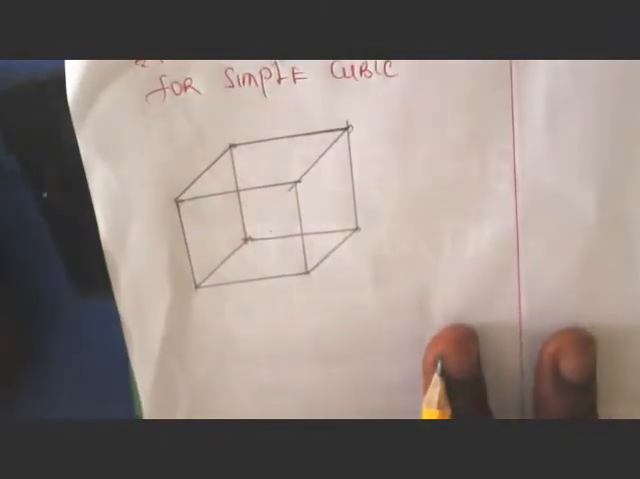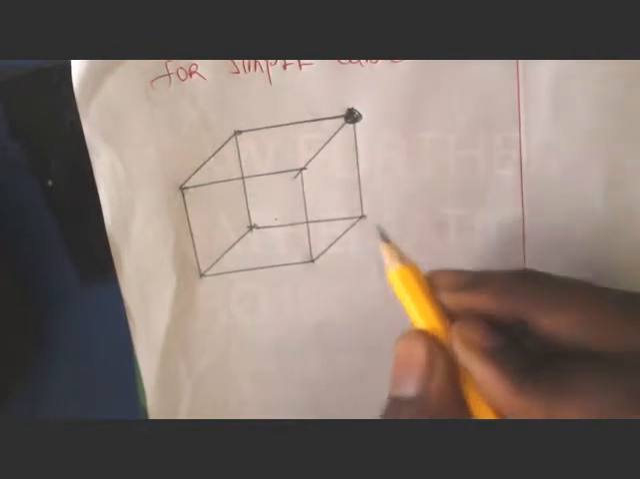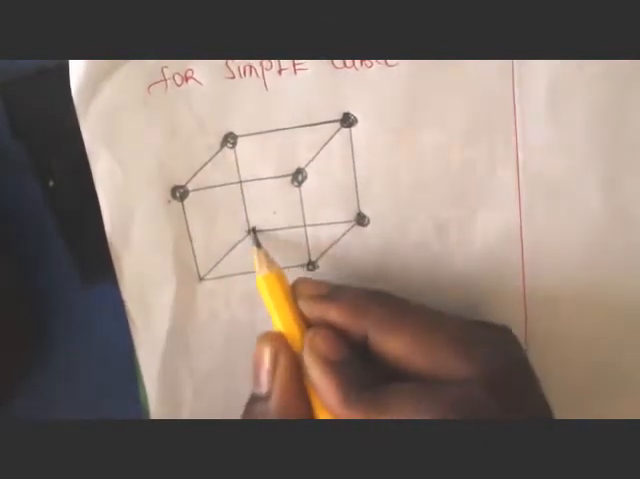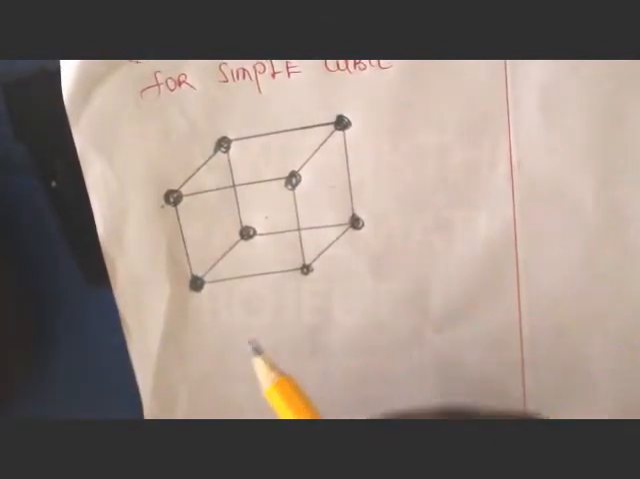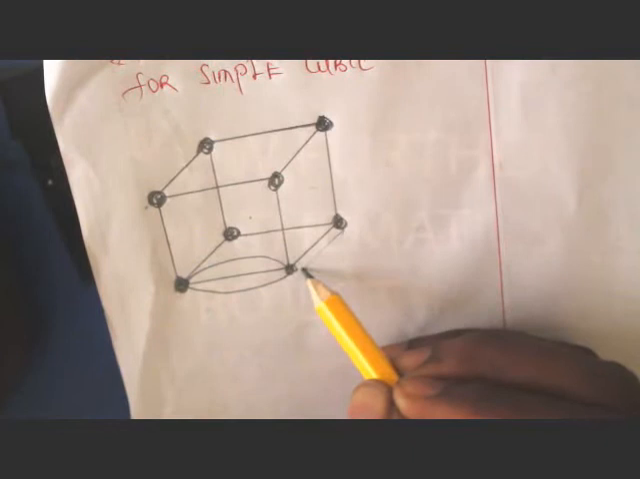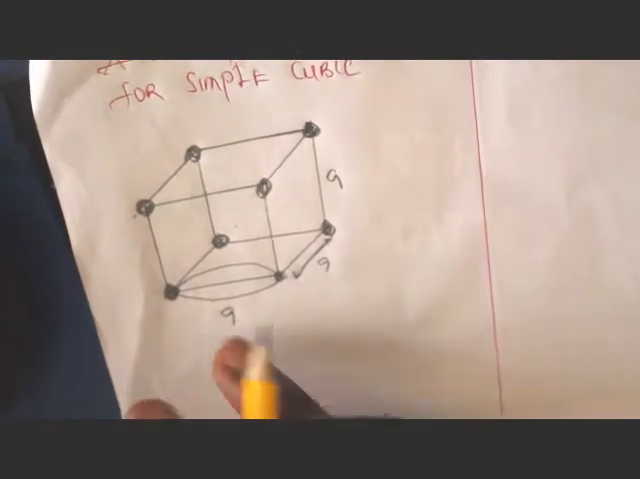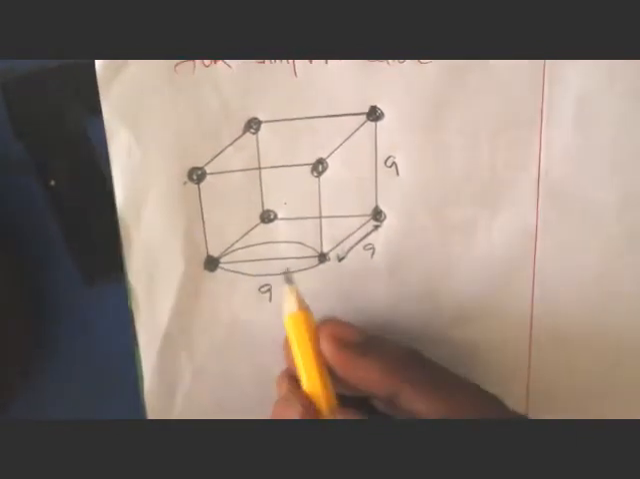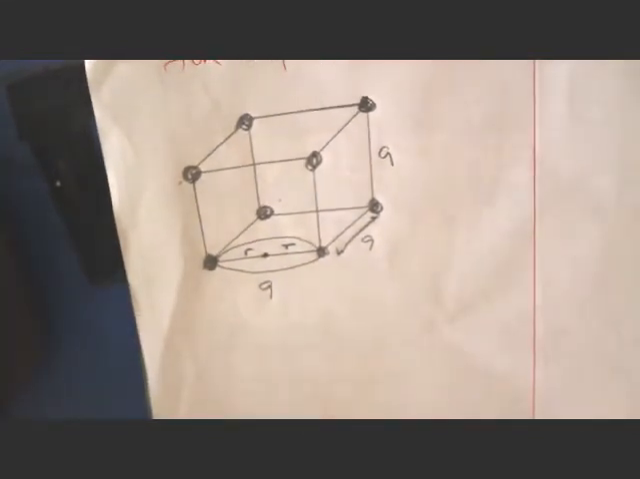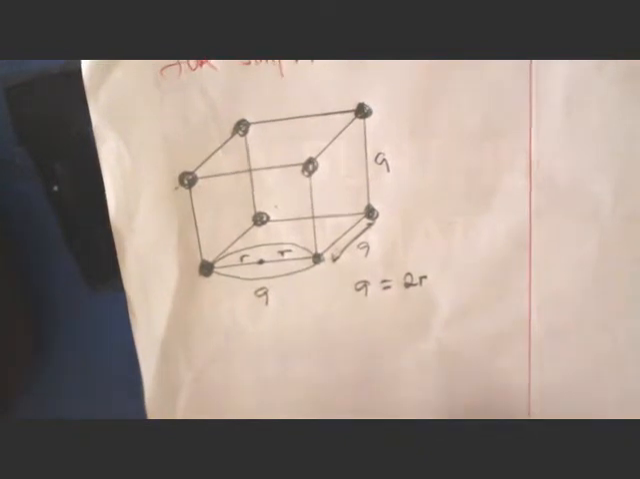So this is a cube. In each corner, for simple cubic, we have an atom. Here is our atom, and the side length here is a, length here is a, and here also is a. Since this is a diameter, here it is r and here it is r, and from here we can deduce that a is equal to 2r. Very simple.